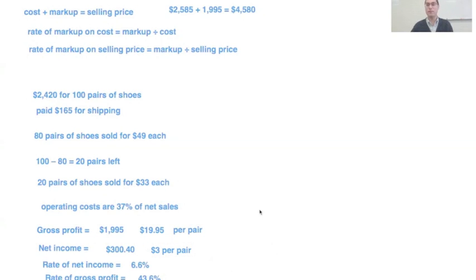So for each pair of shoes that they sold in the store, the owner got to put $3 in his pocket. That's enough to buy anywhere from about half to 1/3 or 1/4 of a golf disc, something like that. So kind of sad. Oh well, that's business for you. It's a tough world out there.